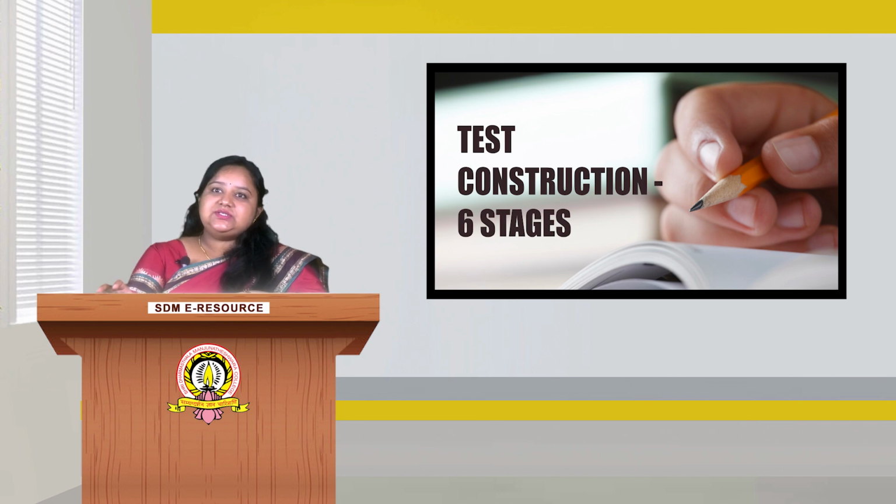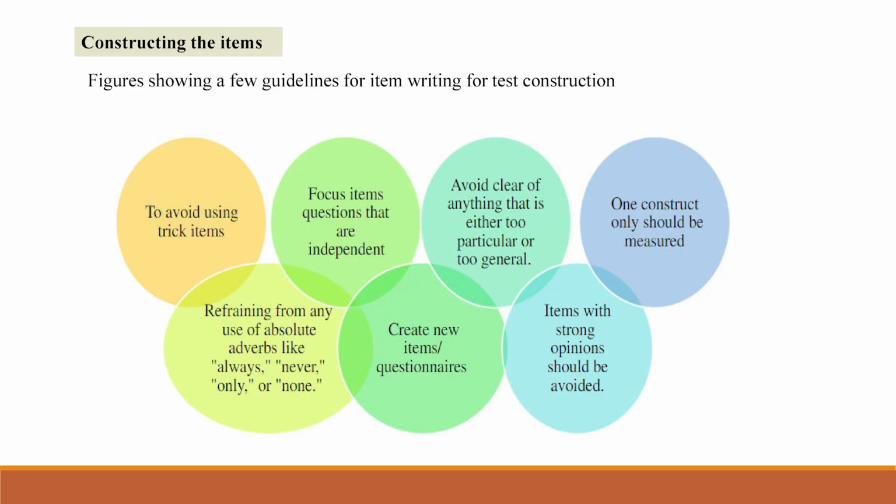So the next stage is constructing the items. This is the most crucial stage, wherein you should be very careful. Constructing items well will help you have very good item analysis, getting the item index, discrimination and distractor analysis, to get very good reliability and validity for the test. So here you have to be very careful. There are a few guidelines that you have to focus on while constructing these items.